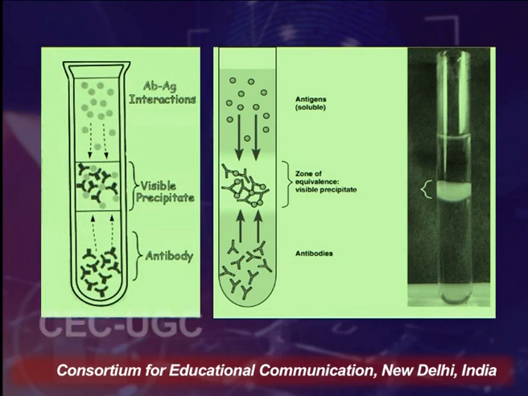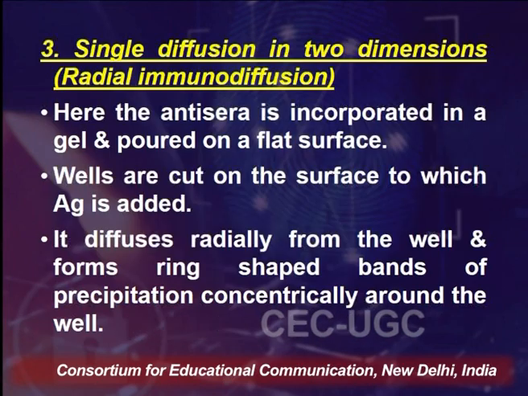So we call it a double diffusion reaction, because the precipitate is formed in between, in the agar gel layer where nothing is present. Antibody has moved up, antigen has come down, and the precipitation is formed in the zone of equivalence. The same thing is happening in the case of the ring test, which is a double diffusion in one dimension, where a single precipitate is forming in between.